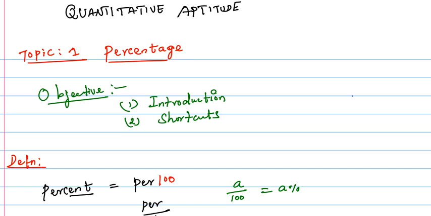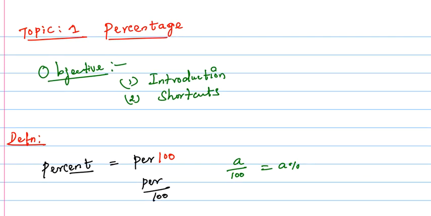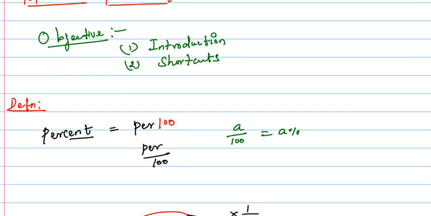Percentage, percent, per 100. The cent is nothing but 100. So percentage is also a fraction, but the denominator should be 100. For 100, what is the value of what fraction? So this is the meaning. So a by 100 is equal to a percentage. It is nothing but a fraction. Every percentage is also known as a fraction, but a fraction need not be a percentage.